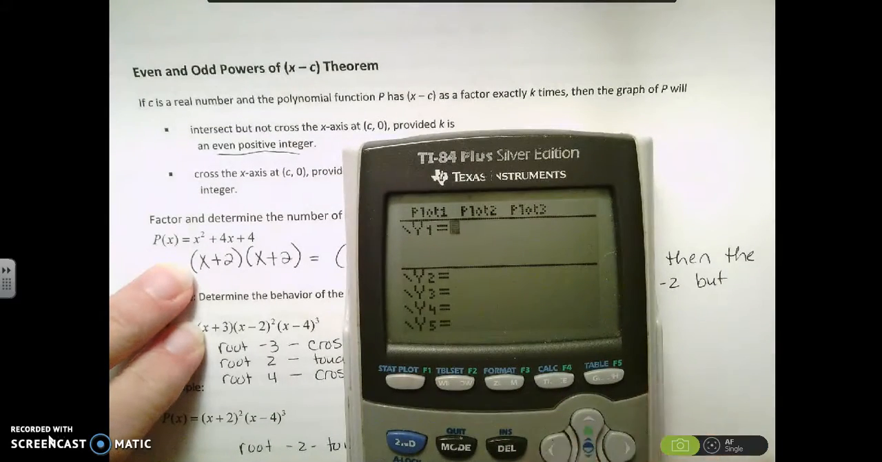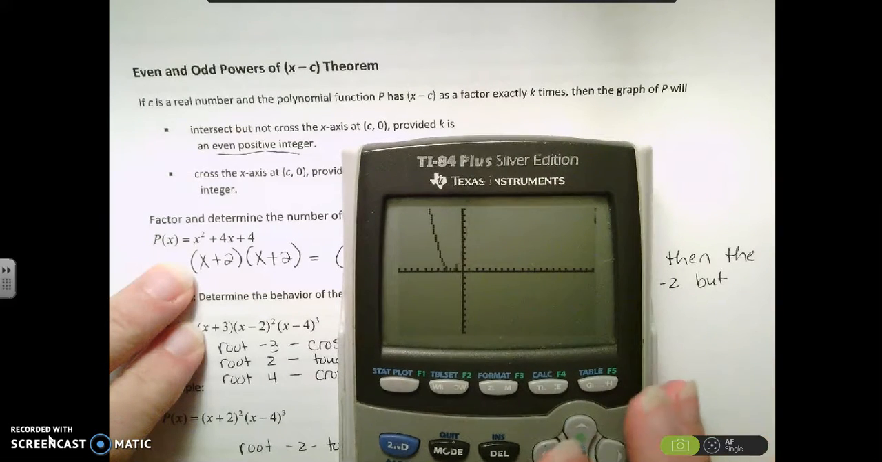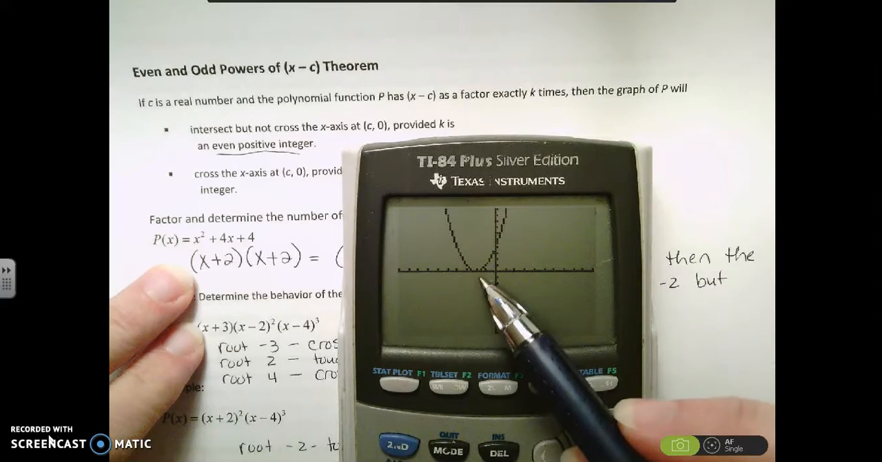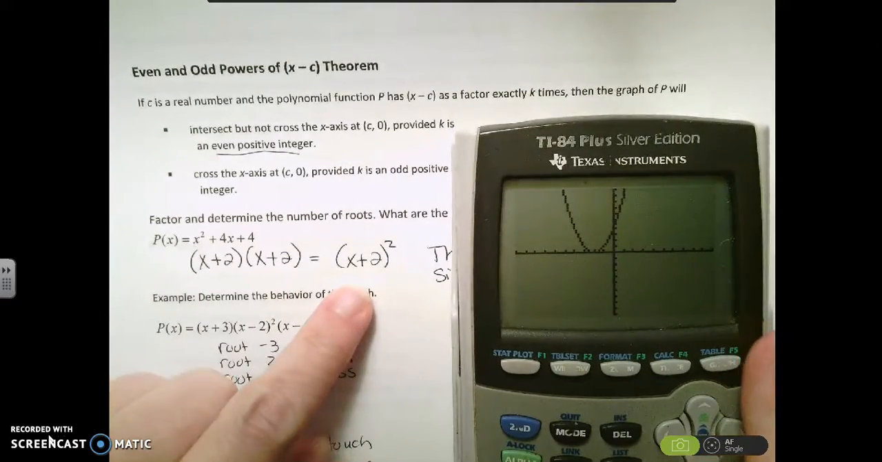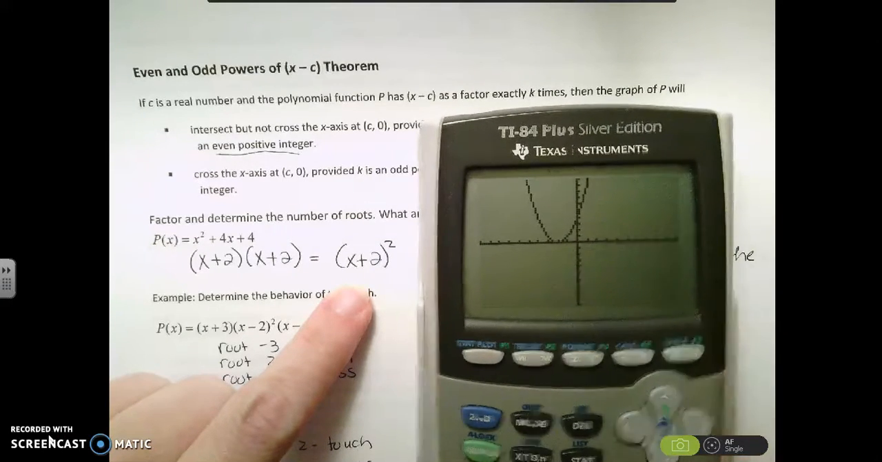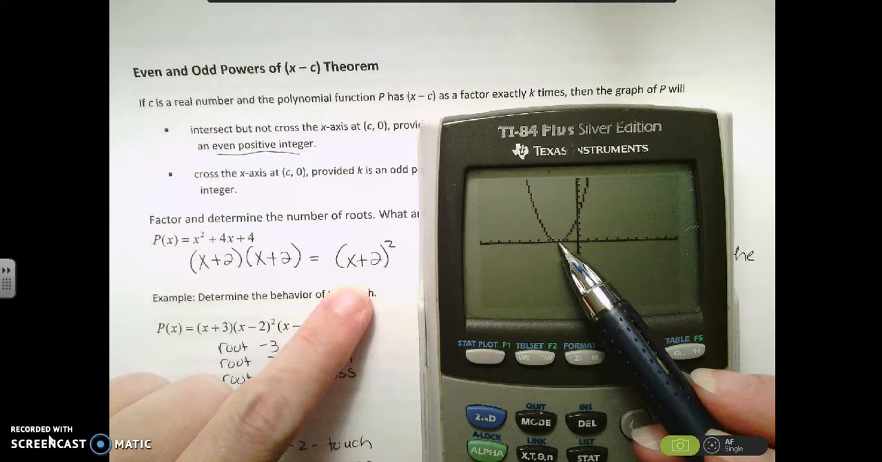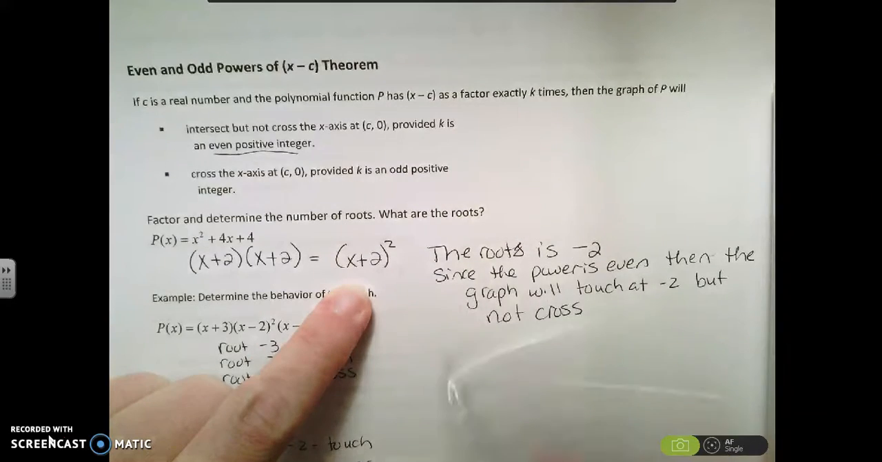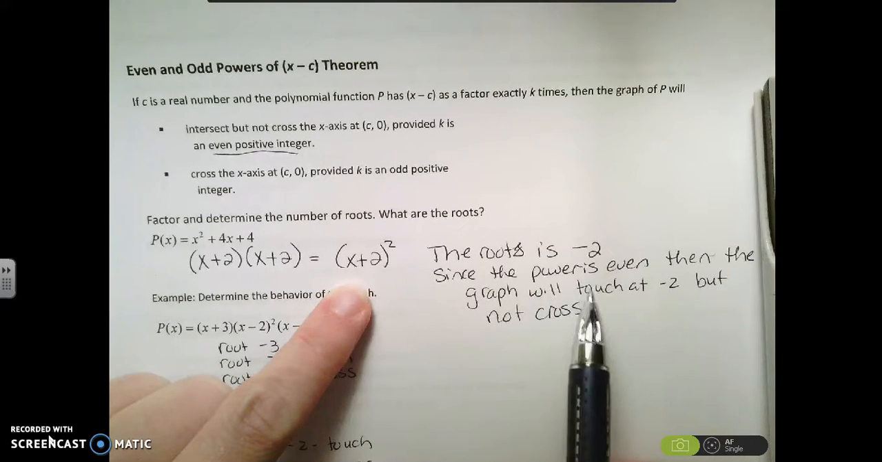So here's our calculator, and we're going to put in the x squared plus 4x plus 4. And we're going to graph it. Alright, so when we look at our graph, we can see that it's touching at -2. So we look over here and we say our root is -2. So at -2, the graph is touching, but it is not going through the graph. So we refer to that as, since it's an even power, it's going to touch at -2, but it's not going to cross at -2.